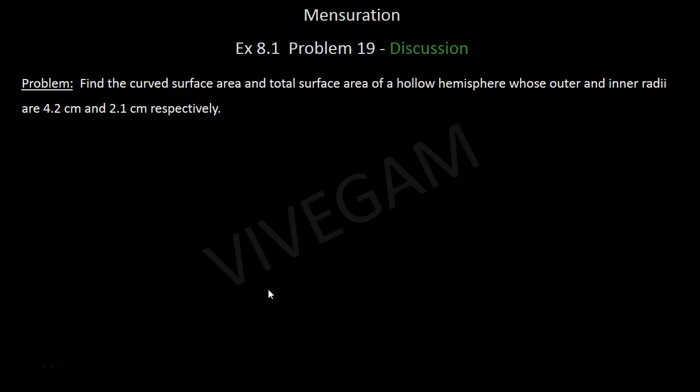Exercise 8.1, problem 19, discussion. So let's read the problem. Find the curved surface area and total surface area of a hollow hemisphere whose outer and inner radii are 4.2 centimeters and 2.1 centimeters respectively. You got to be very careful here.